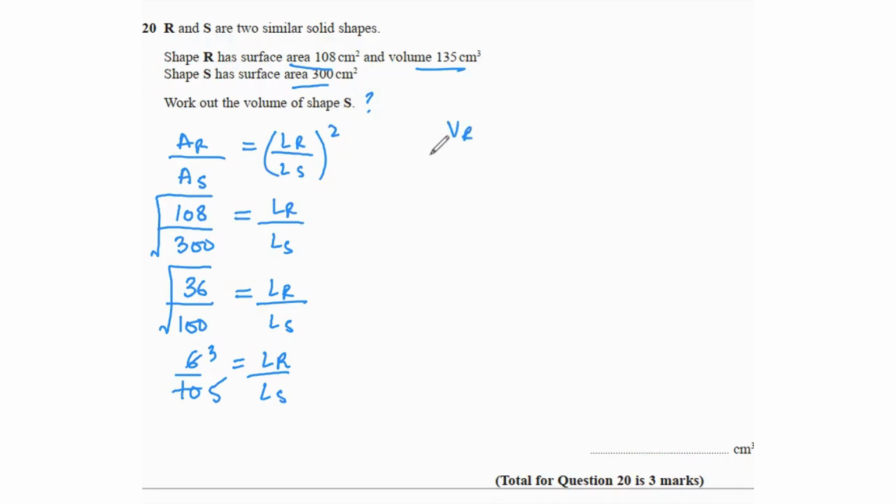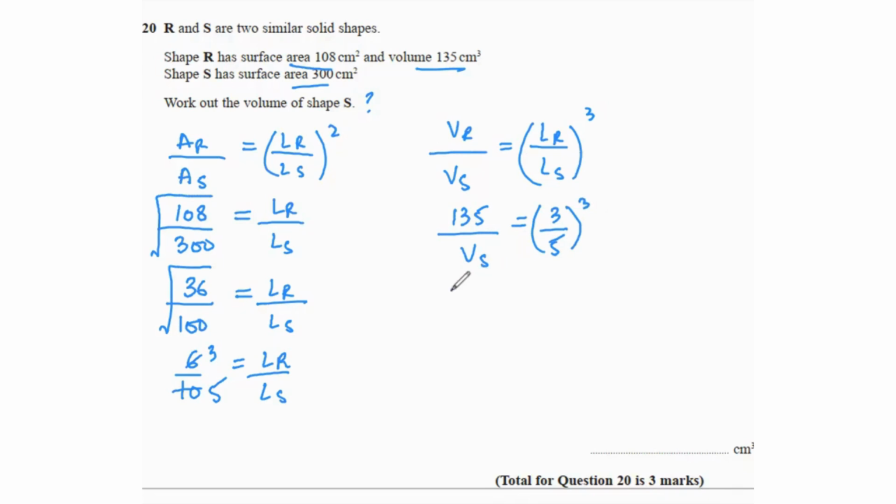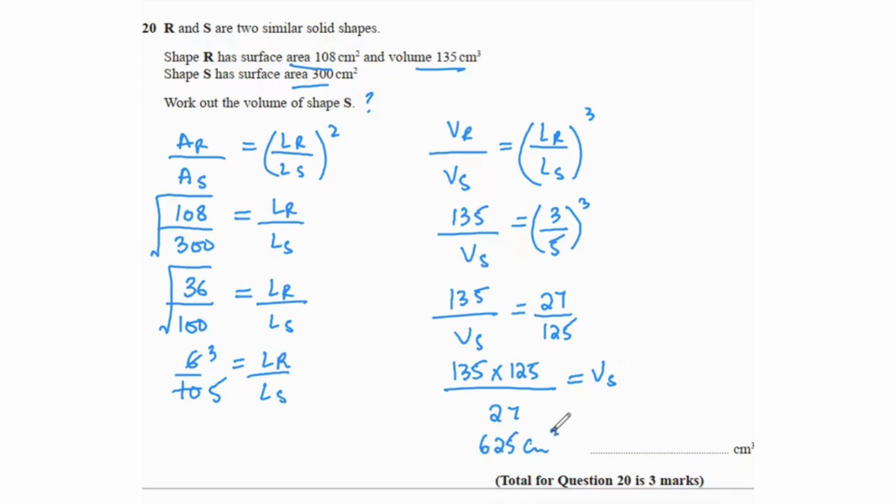So volume of R over volume of S is length of R over length of S, cubed. Volume of R is 135. Volume of S is what we have to find. This is 3 over 5 whole cube, so that is going to give us 27 over 125. And 135 times 125 over 27 is the volume of S. That's 625 centimeter cube as the volume of shape S. And that's your answer.